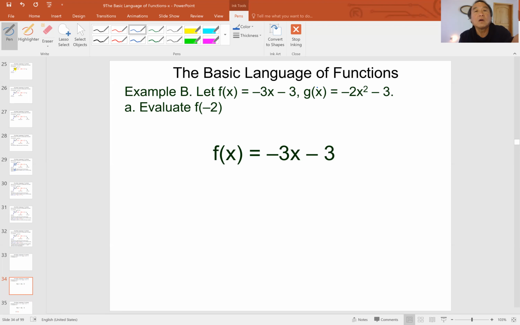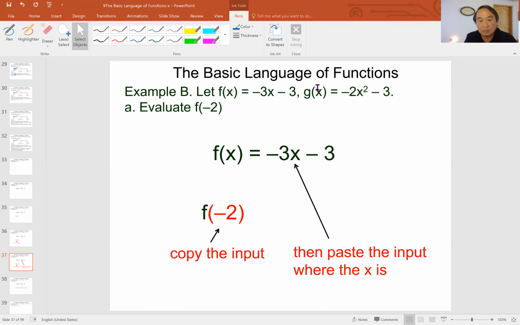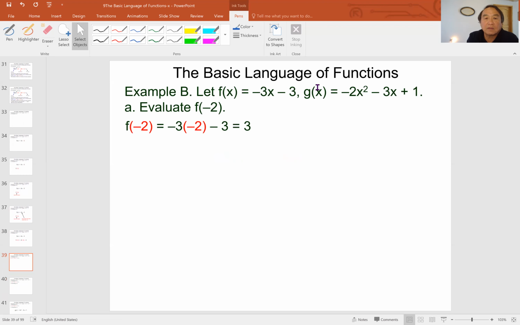Here we're dealing with the formula f. So f is up there, and it asks to take the input -2. You copy the input and paste it in place of the x's, -3 times that. So it becomes this calculation problem that I can finish up, and that's going to be equal to 3. 6 minus 3 is 3.